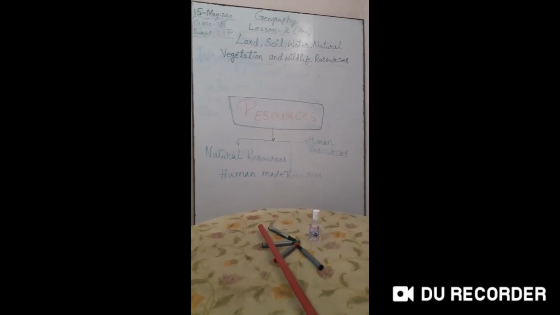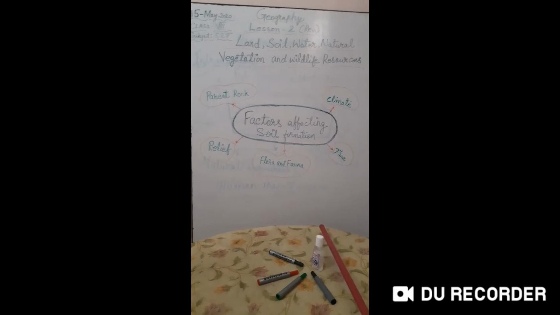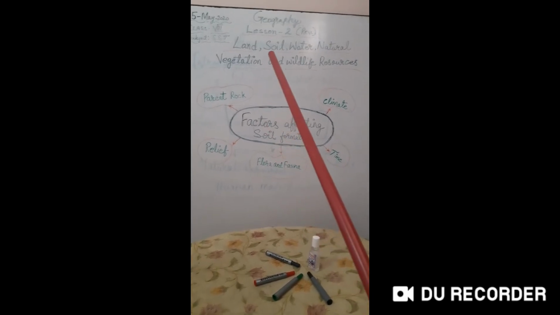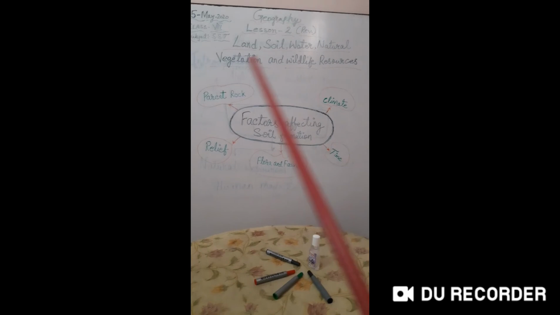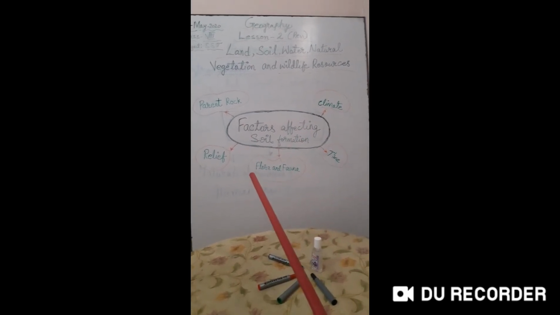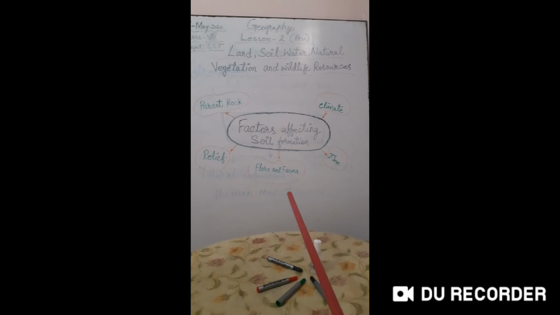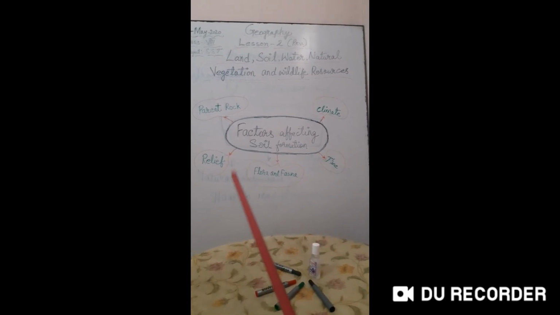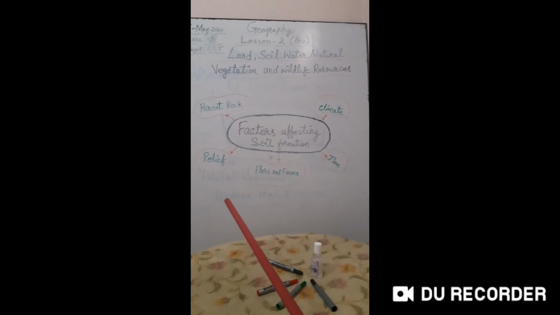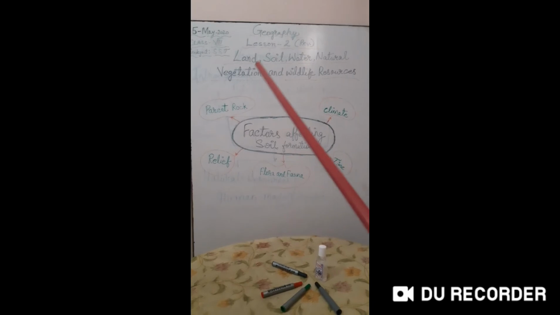Okay students, this is my second video in which I am telling you about soil, water, natural vegetation and wildlife resources. In my previous video, I have already explained the meaning of resources, the different types of resources, as well as the land and its uses. So in this video, the second topic is soil.